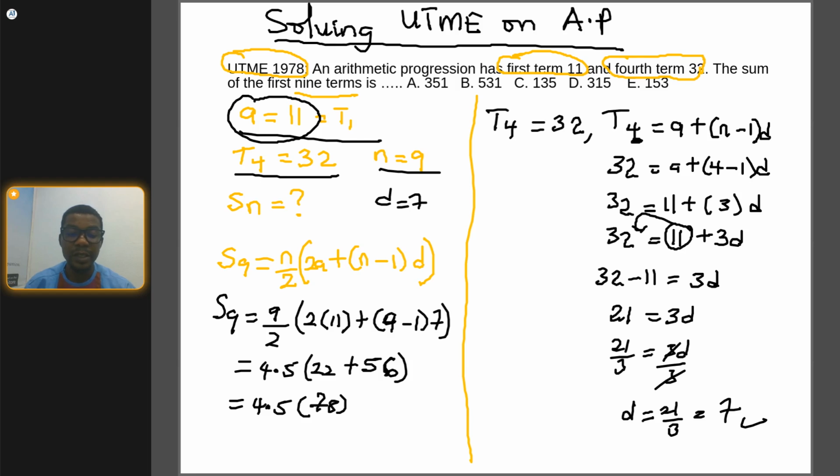We have to multiply 4.5 and 78 because bracket means multiplication. 4.5 times 78 equals 351. So the sum of the first 9 terms is 351. I believe this is clear to us.